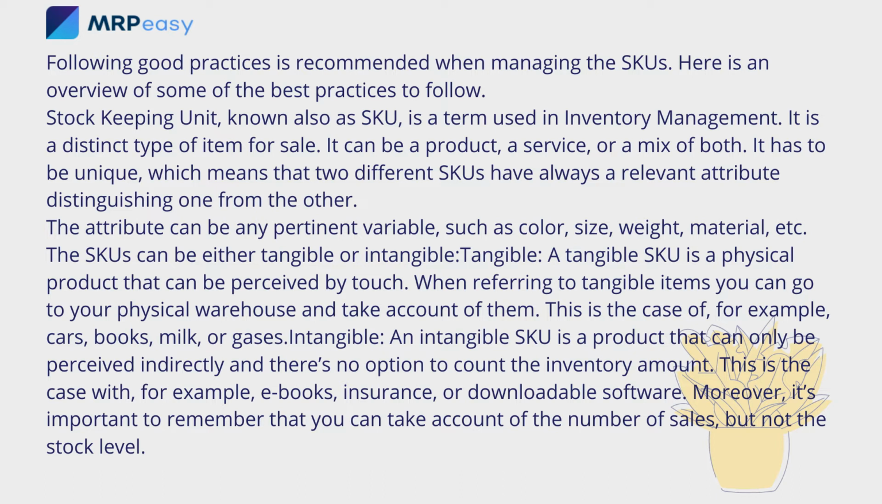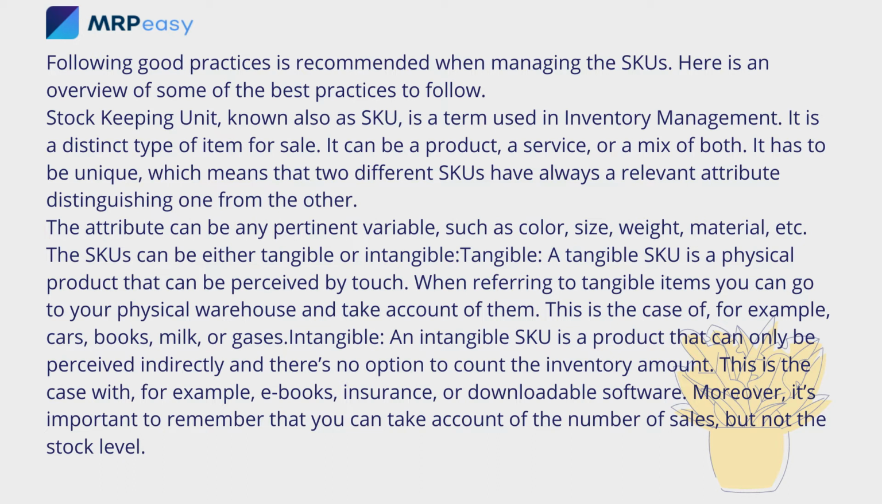Tangible. A tangible SKU is a physical product that can be perceived by touch. When referencing tangible items, you can go to your physical warehouse and take account of them. This is the case of, for example, cars, books, milk, or gases.